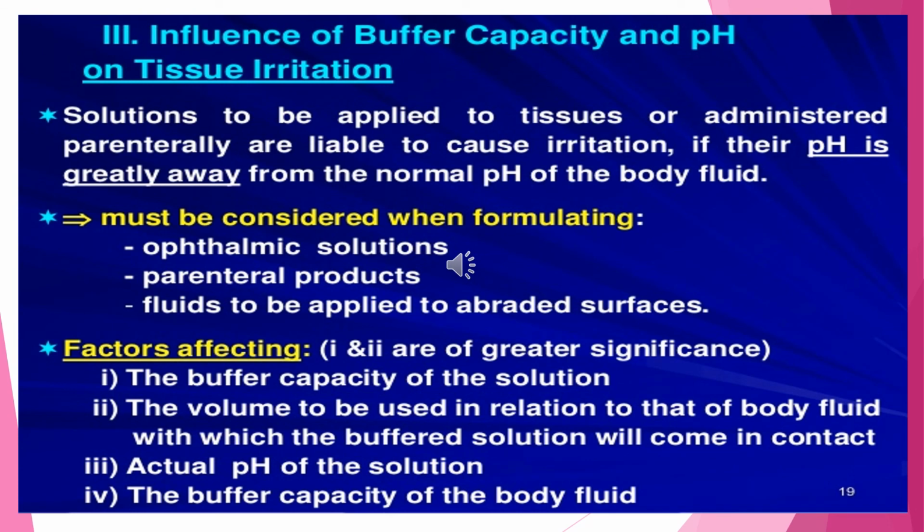Influence of buffer capacity and pH on tissue irritation. Solutions to be applied to tissue or administered parenterally are liable to cause irritation if their pH is greatly away from the normal pH of the body fluid, which must be considered when formulating ophthalmic solutions, parenteral products, and fluids to be applied to abraded surfaces. Factors affecting this: first, the buffer capacity of the solution; second, the volume to be used in relation to that of the body fluid with which the buffer solution will come in contact; then the actual pH of the solution and the buffer capacity of the body fluid.